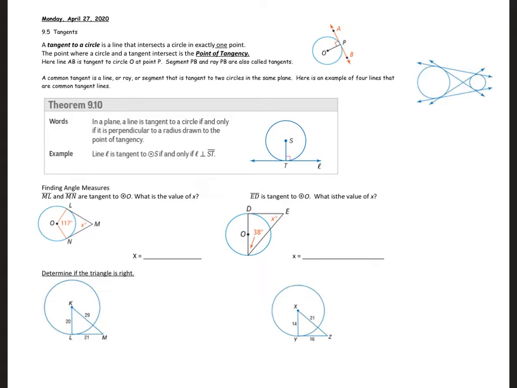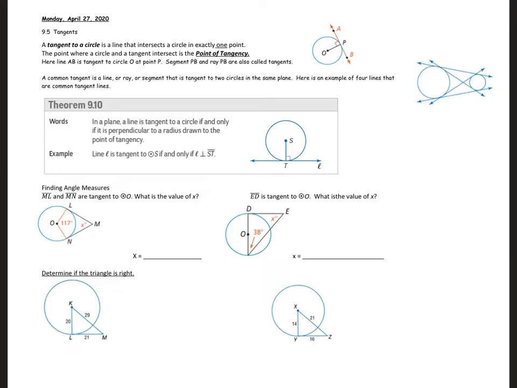You could think about this as being maybe a chain on your bike or a chain on a motorcycle, some sort of two-pulley system with belts in your car. That's the way I would envision these as being common to two circles, so a common tangent.